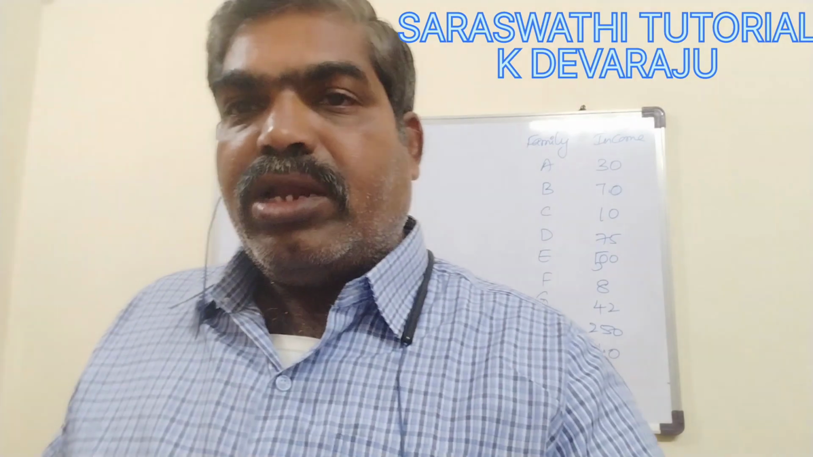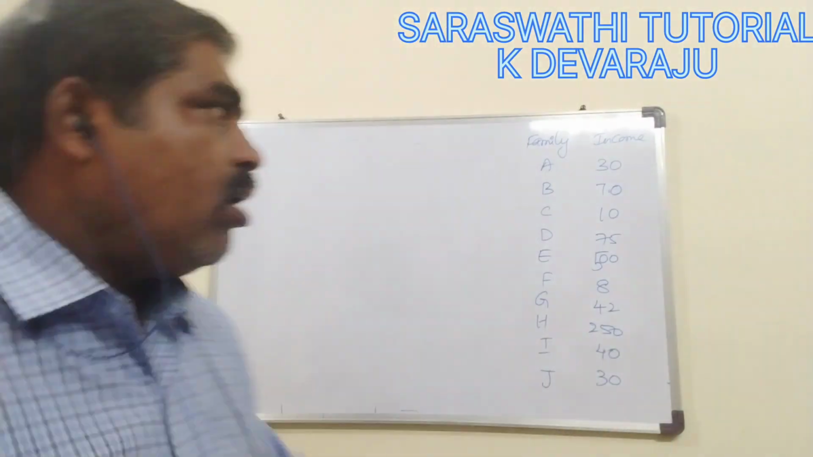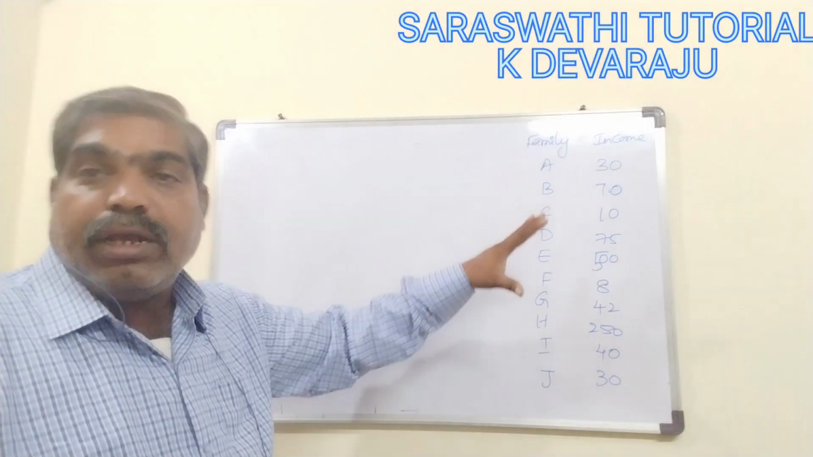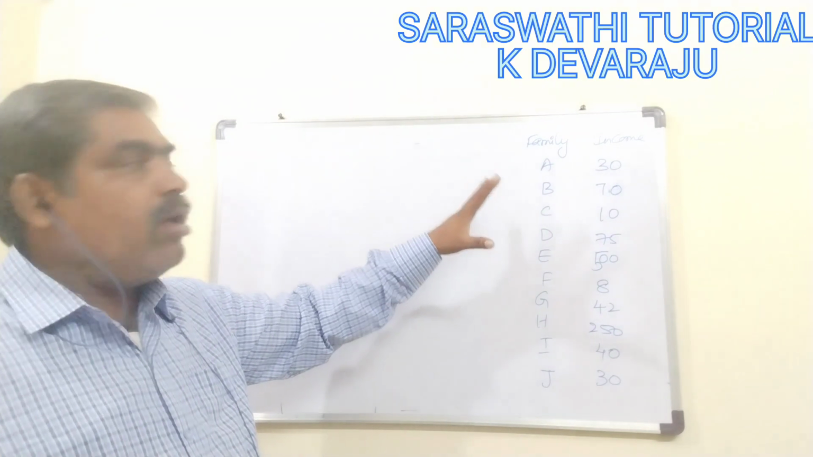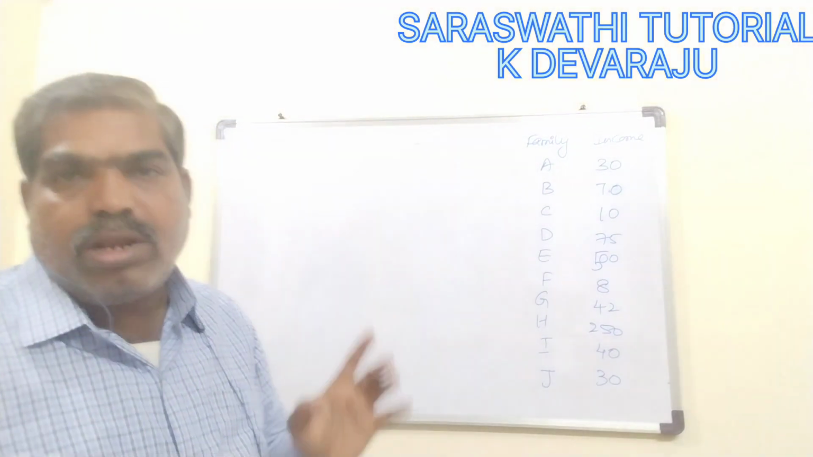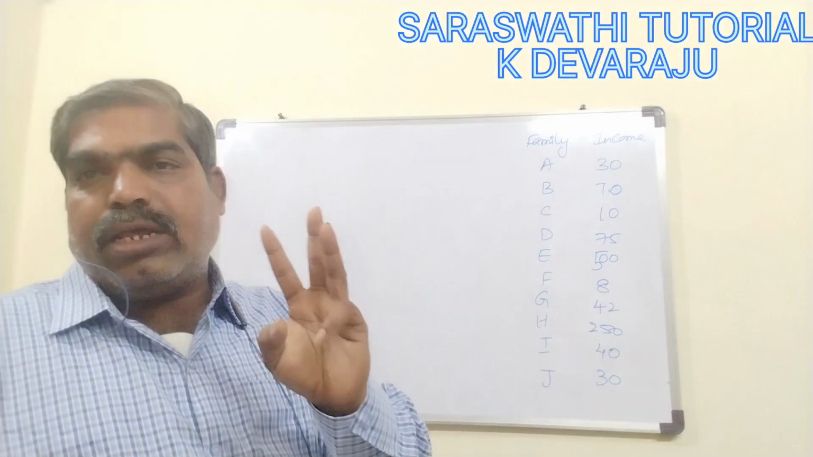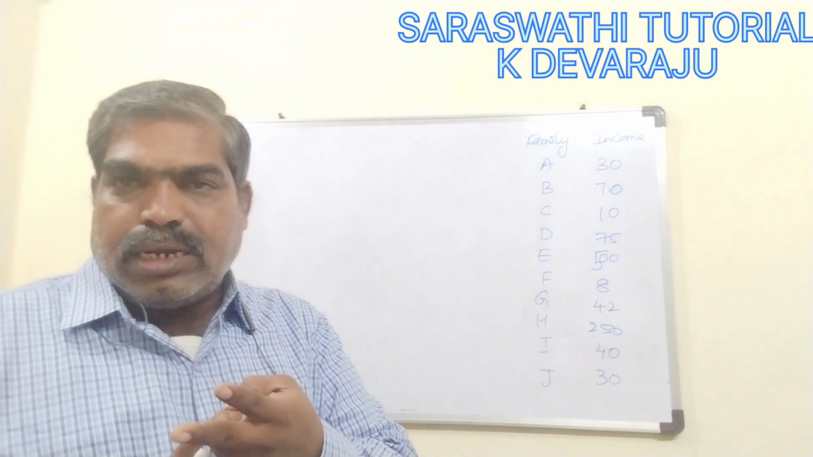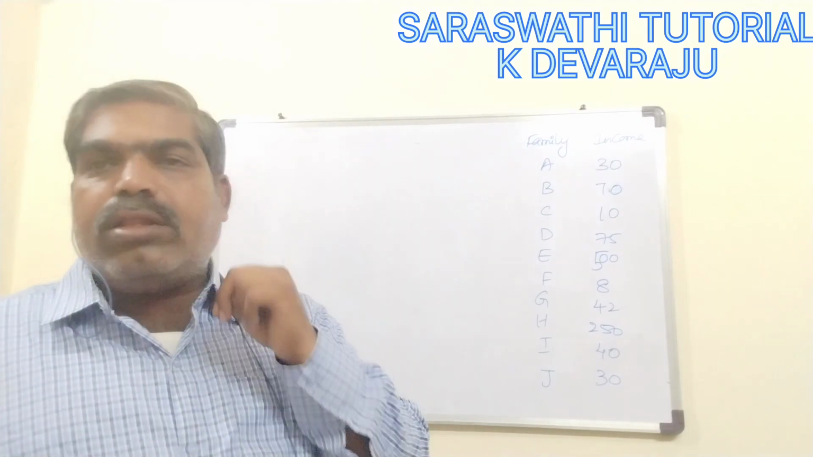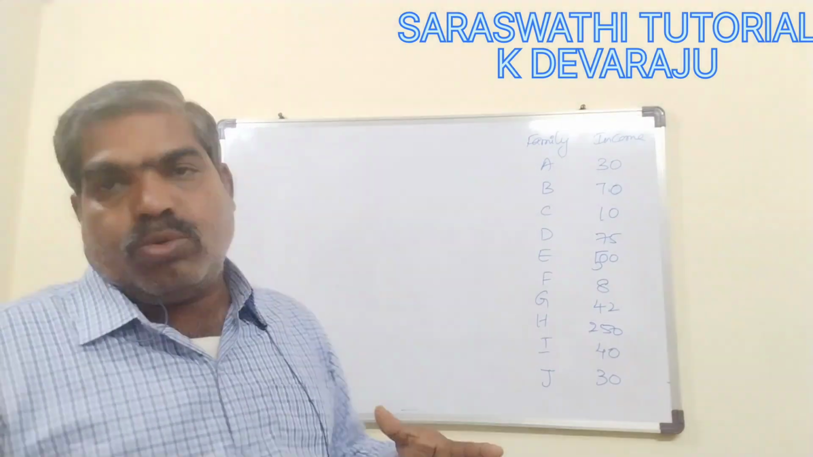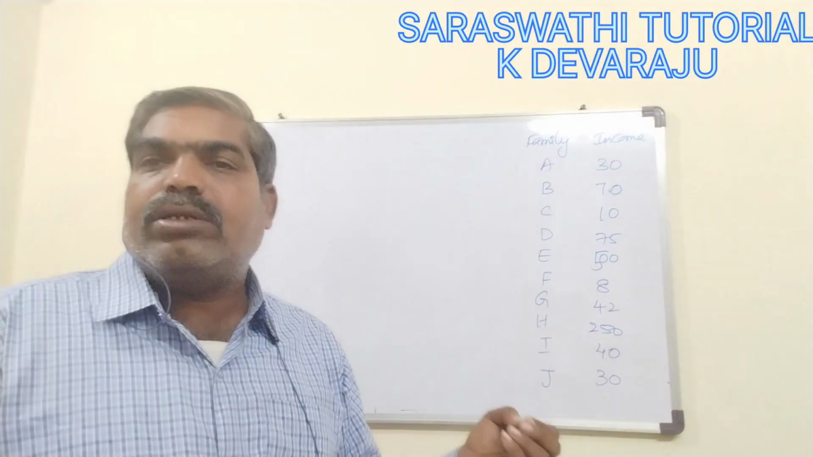Today, I am explaining the topic of how we calculate the arithmetic mean in individual series. We already learned that series can be classified into three categories: individual, discrete, and continuous. Under the individual series, there are two methods for calculation. One is the direct method, the second is the shortcut method.